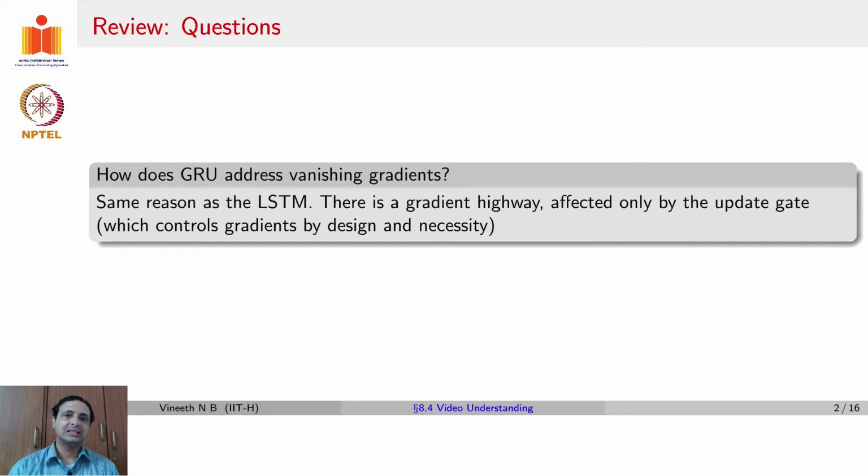So you would notice that in that equation, the gradient of the current hidden state with respect to the previous hidden state depends only on a gate, which does not affect the gradient per se as long as the update gate allows the gradient to pass through, and that's by design.